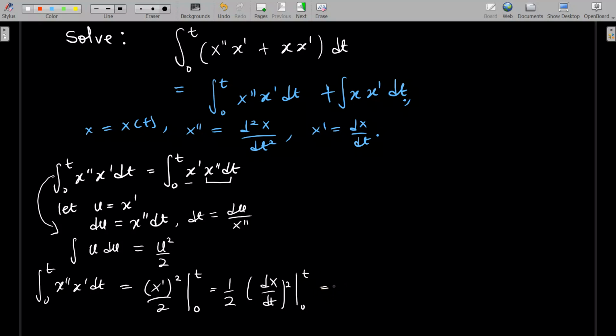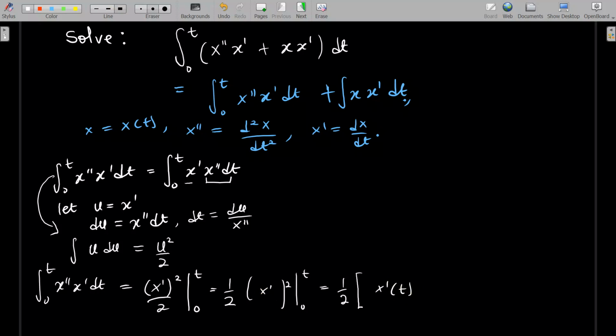After evaluation, it's going to look like this. First I perform my evaluation at t, so it's going to be 1/2 in brackets, dx/dt evaluated at t equals t, and then I square this term, minus the same at 0. To be more precise and save space, let me first rewrite this as x prime. So x prime evaluated at t, that's what it means, right?